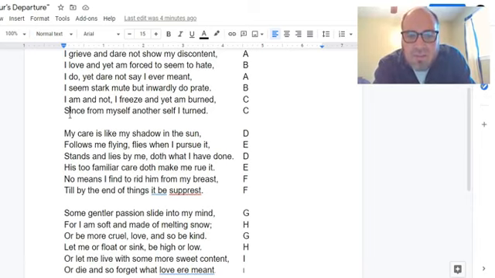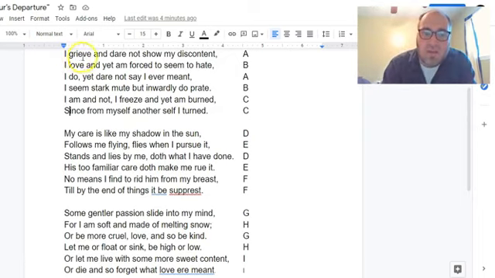My care is like my shadow in the sun, follows me flying, flies when I pursue it, stands and lies by me, does what I have done. So in this case, my care, my worry, my sorrow, my grief, we're going back up to this first line, is like, here's a simile, right? So I guess we've already had some symbolic metaphors, I guess we'll call them metaphors. And I'll put those in italics too.